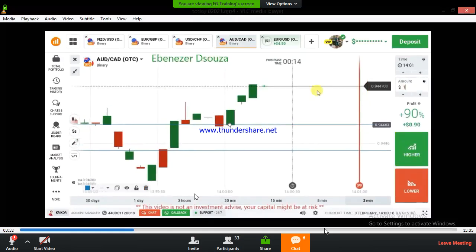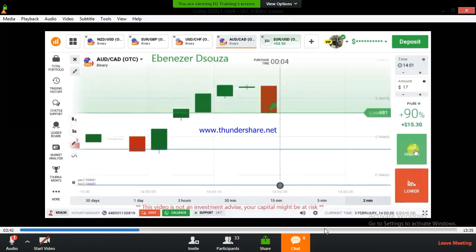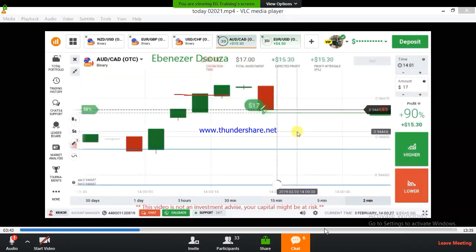But I will show you. Okay, here I placed my trade. I placed my trade here because this is a late entry. If I place my trade here, this is also a late entry, because this is a good confirmation. This is a right entry point.